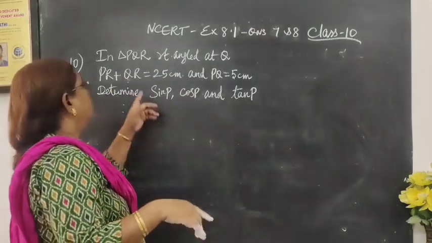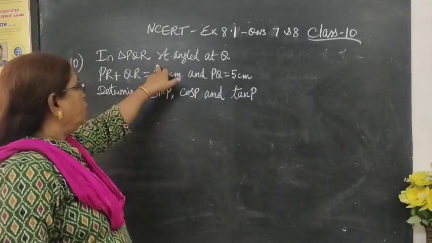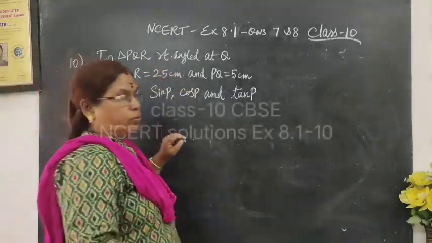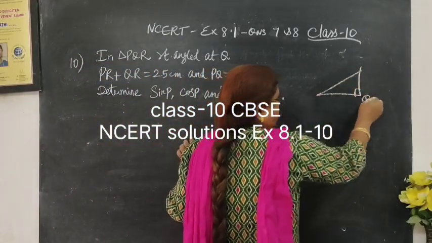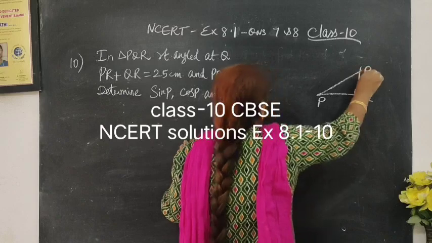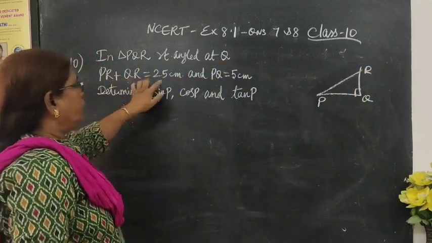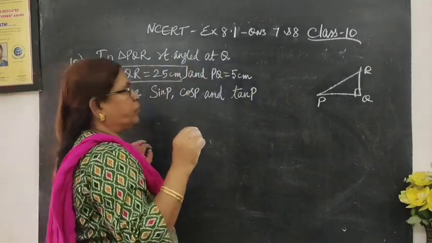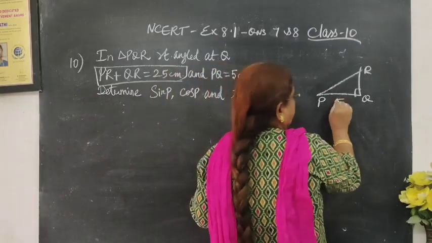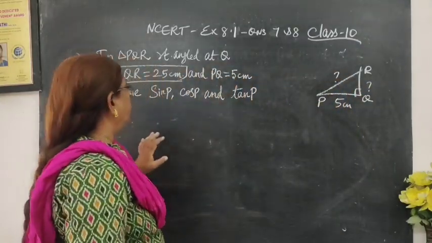So hello students, in this question you are seeing triangle PQR, right angled at Q. So this is PQR. PR plus QR equal to 25, this is one result. And PQ equal to 5 centimeter. These two we want to know.